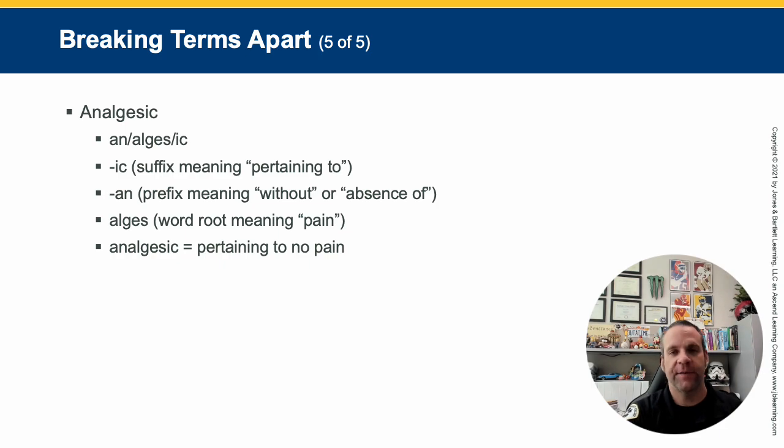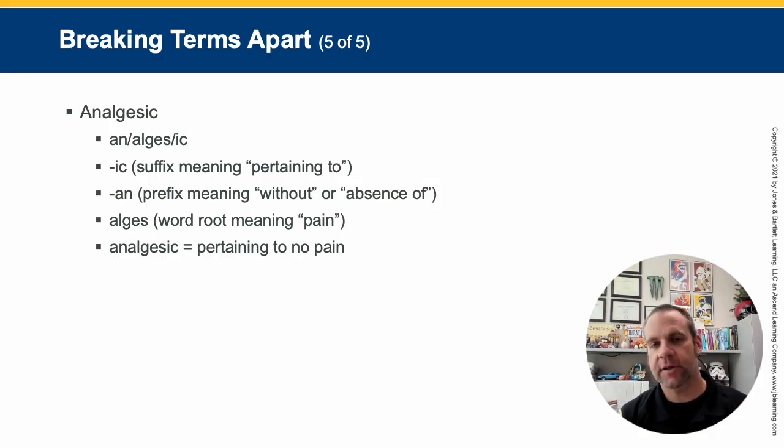So you don't necessarily have to memorize hyperalgesia, that specific term means this. You should focus more on memorizing the individual parts, right? So if we put this one together, we have our prefix an means without, alges means pain, and ic means pertaining to. So analgesic means pertaining to the absence of pain, or more commonly, a medication that relieves pain.